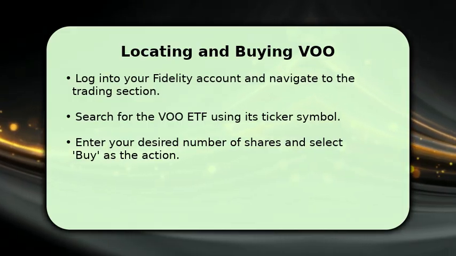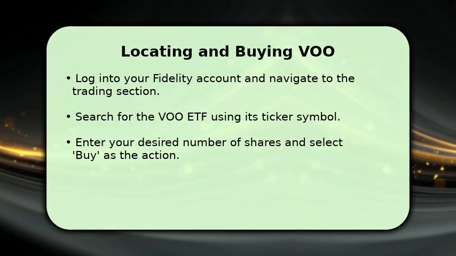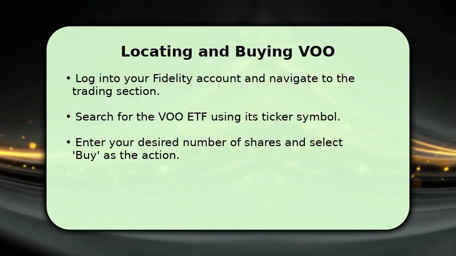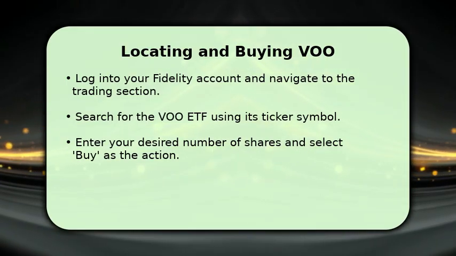You will then select your order type. A market order executes immediately at the current price, while a limit order lets you set a specific price.